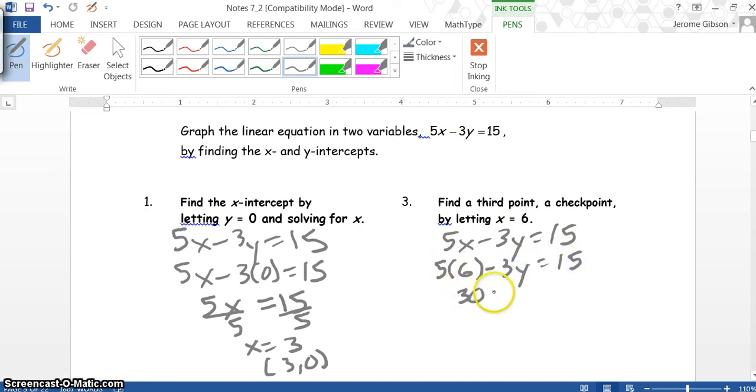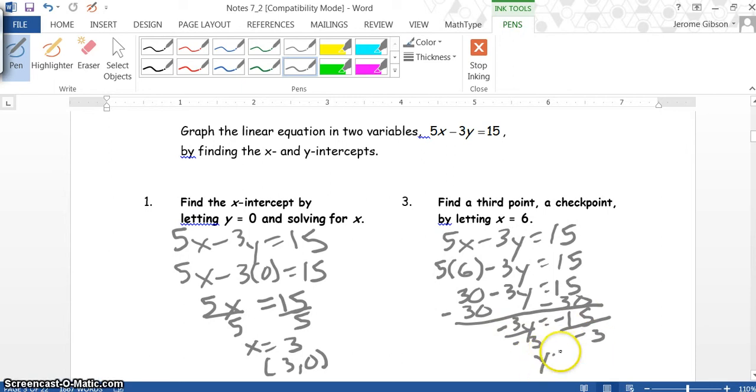5 times 6 is 30, minus 3y equals 15. Subtract 30 on both sides, because remember we're trying to get y by itself. So we have negative 3y equals negative 15. Divide each side by negative 3, and y is equal to 5. So our ordered pair here will be 6, 5, because x is 6 and y is 5.